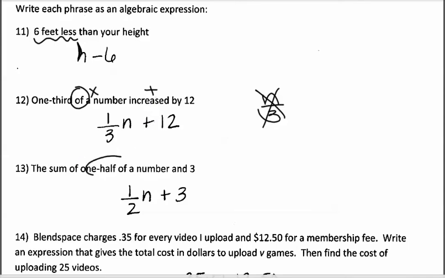The sum of 1/2 of means, again, multiply a number, so 1/2 times n. They just get set next to each other because 1/2 becomes the coefficient of n. And 3, sum means to add, so I'm adding these together.